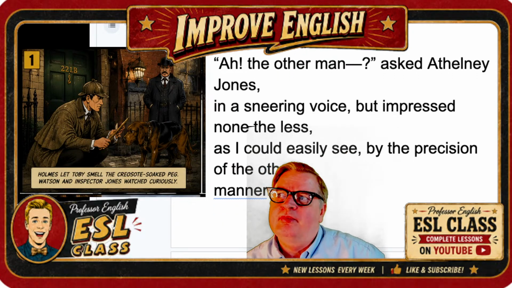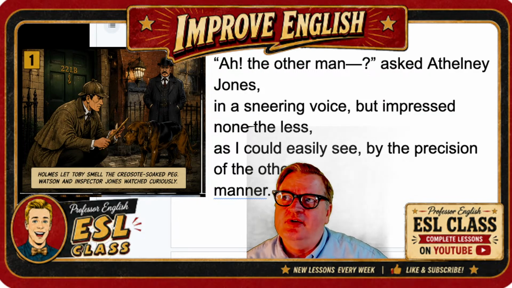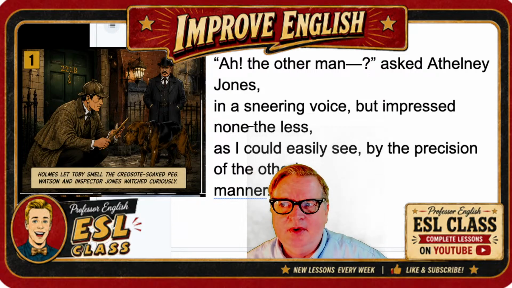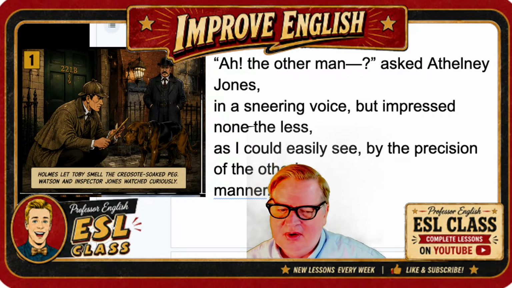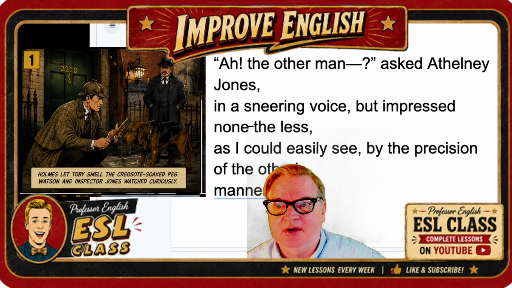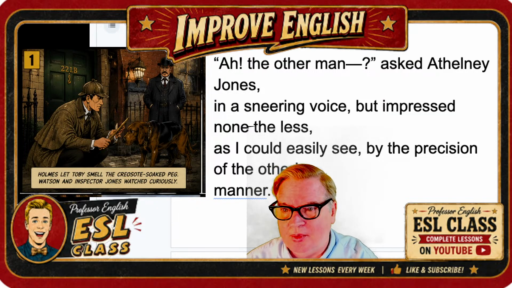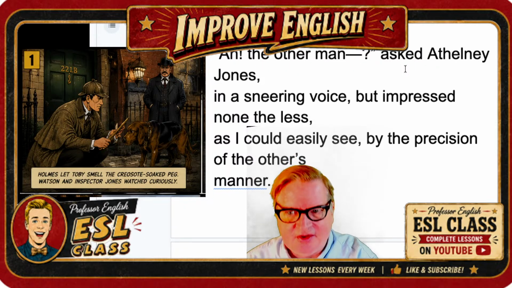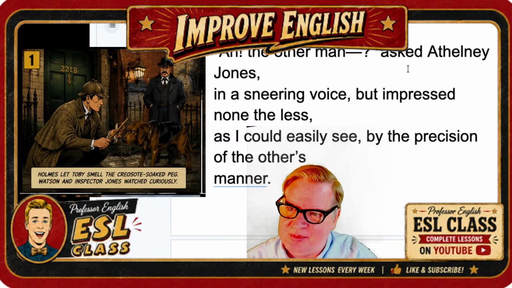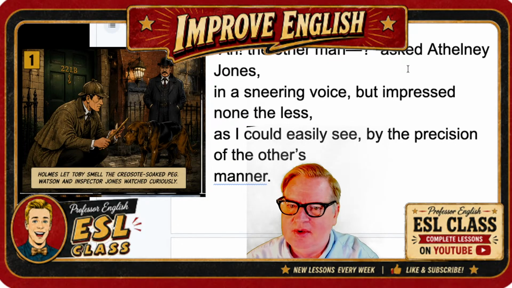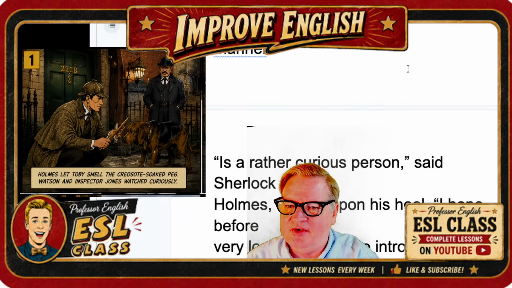Sneering is when you feel that the people in front of you are inferior, you're better than them, you sneer at them. So usually sneering is a look like I'm better than you. But if you sneer at somebody with your voice, you're trying to make them sound inferior. So, the other man is talking to Holmes like he doesn't really know what he's doing, like he knows better than Holmes. But impressed nonetheless. So he doesn't like Holmes, but he's still impressed with the information that Holmes can provide him.